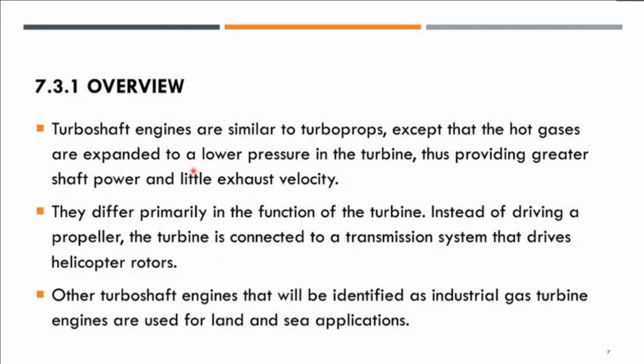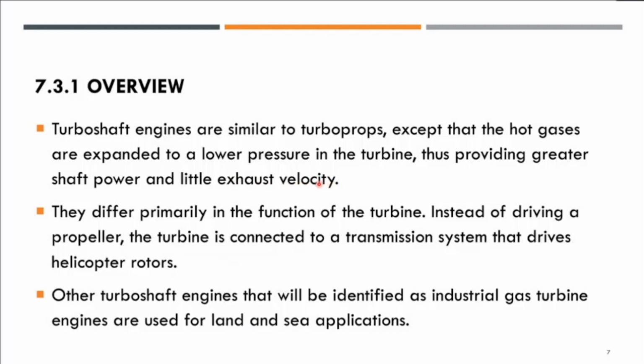Turboshaft engines are similar to turboprops, except that the hot gases are expanded to a lower pressure in the turbine compared to the turboprop, because it wants to provide greater shaft power. That is the main purpose of the turboshaft engine: to provide greater shaft power with little exhaust velocity. The turboprop also provides shaft power but has an exhaust velocity that contributes significantly to the thrust generated by the engine.